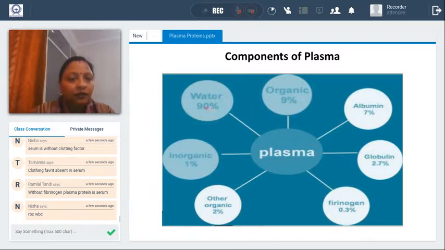As I said earlier, water is approximately 91%, and then total organic 9% and inorganic 1%, in which albumin 7%, globulin 2.7%, fibrinogen 0.3%, and other organic around 2%. So these are the components of plasma. Major portion is water, around 91%.